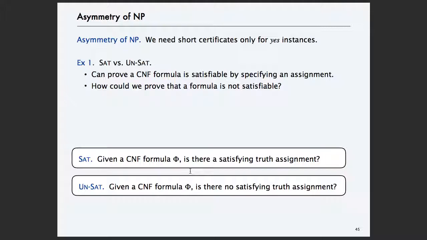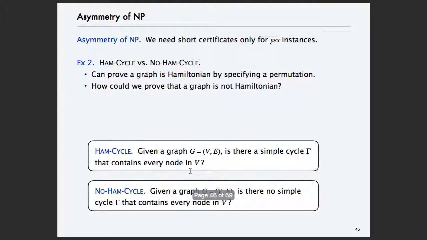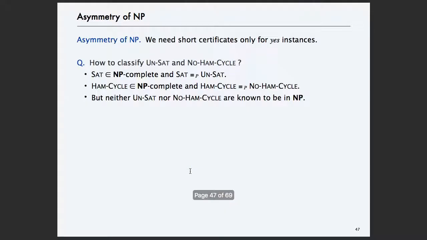So, for example, for satisfiability, you have unsatisfiability, right? Satisfiability is proving that a formula is satisfiable by giving an assignment. How can you prove that a formula is not satisfiable without going through all of those things? Or do you have to go through all of those things? Again, Hamiltonian cycle, your witness could be the cycle. What could be a witness for there is no cycle? Unsat and no Hamiltonian cycle are not known to be in NP, right?